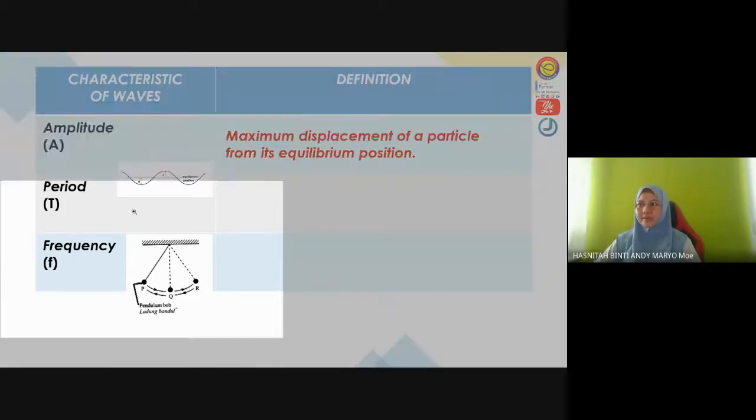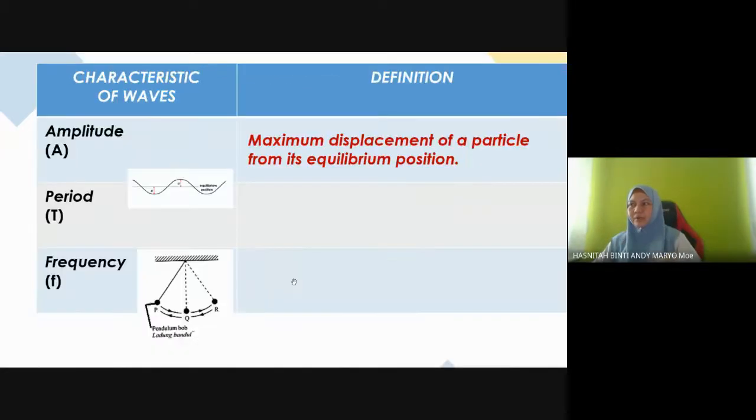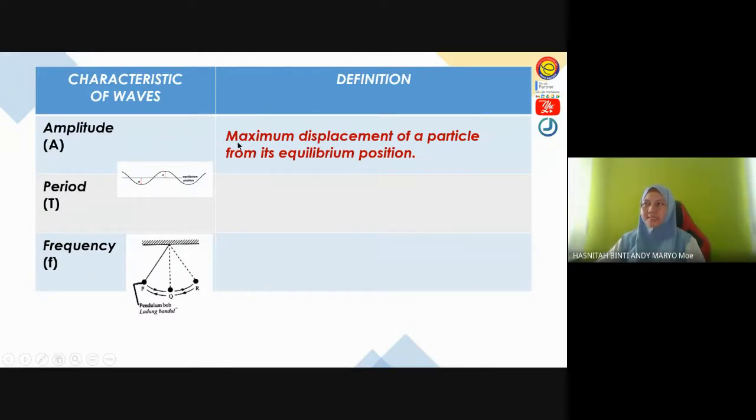Okay, this is amplitude. The center line is called the equilibrium position before the system vibrates. The wave is in the equilibrium position. Once it starts to oscillate or vibrate, you can see it will form a crest and a trough. The maximum displacement of the crest or of the trough from the equilibrium position is considered amplitude. Again, what is amplitude? Maximum displacement of a particle from equilibrium position.